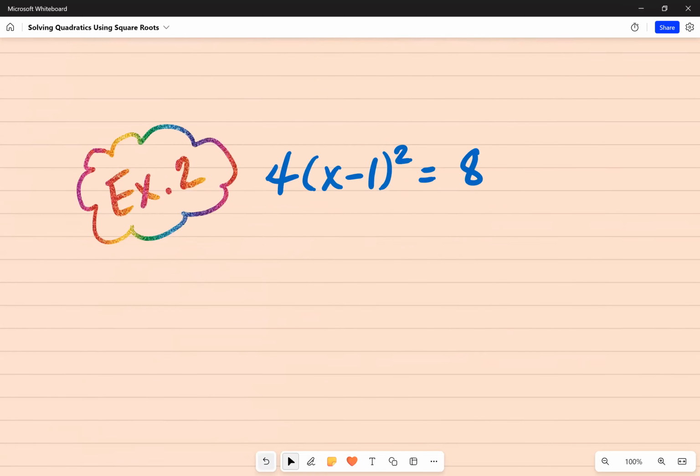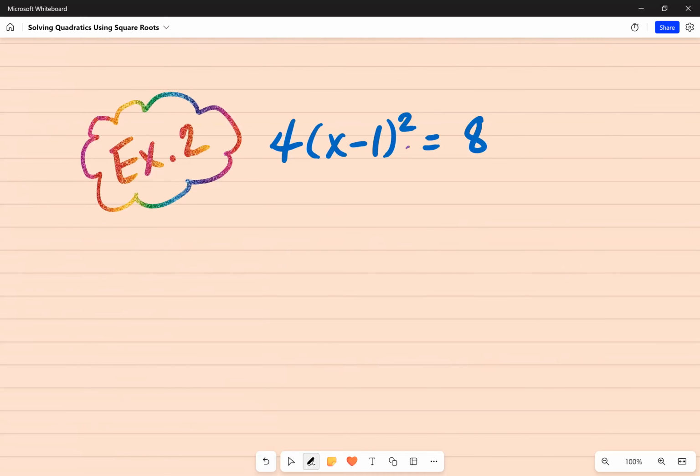All right, so for example 2, we no longer have a constant behind our squared expression. We now have a constant on the side by itself, and then we have a number in front of our expression that's squared. So we have to get rid of the number that's in front. Again, I am multiplying, so the inverse of multiplying is to divide. What I do to one side, I do to the other. That leaves me with the quantity x minus 1 squared is equal to 8 divided by 4, which is 2. You always want to simplify.